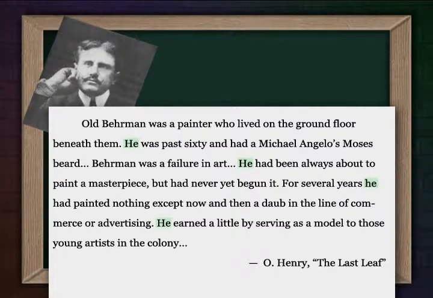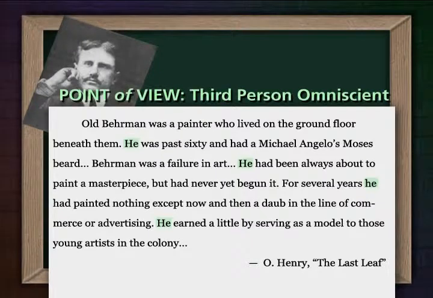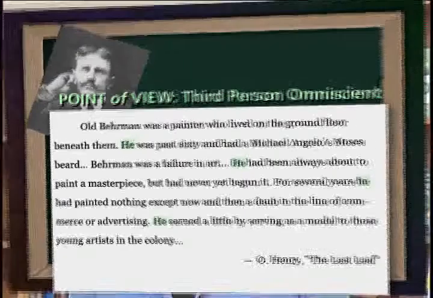I'm sure that you recognize this as third-person omniscient because of the pronouns he, and also because the author is standing almost above the action, looking down. The author knows everything about this old artist's life. He knows how he looks. He knows that he's just about to paint something. He knows that he'd never yet begun it. He knows how he's earned a living. So he knows all. He is omniscient.